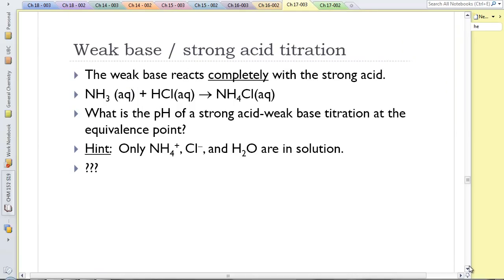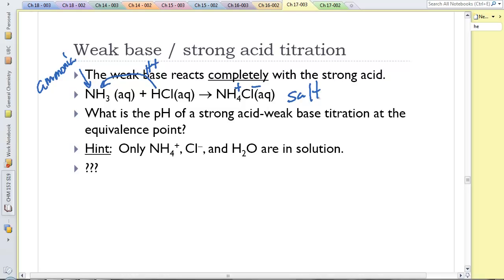Weak base, strong acid. So here is our most common weak base, ammonia. It is an amine. You should know why that's a weak base. And there's our strong acid, HCl. Reaction, H+, it's the same thing. H+ from the acid is gained by the base. We end up producing NH4+, ammonium, and chloride. This is our salt. Okay?